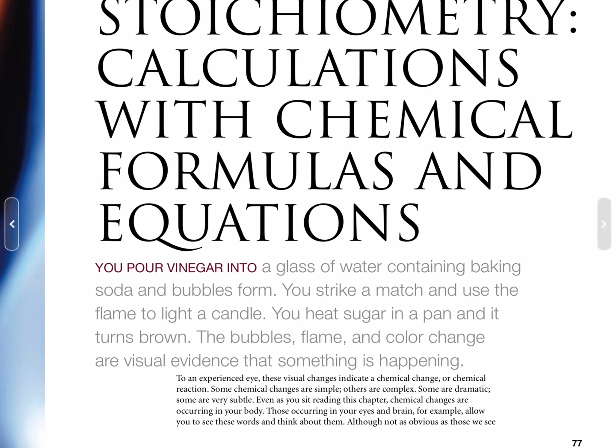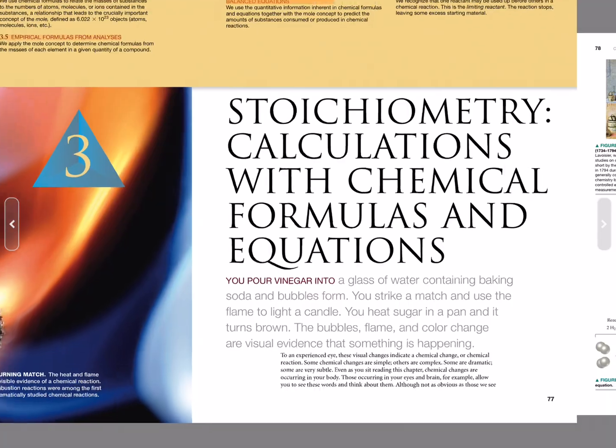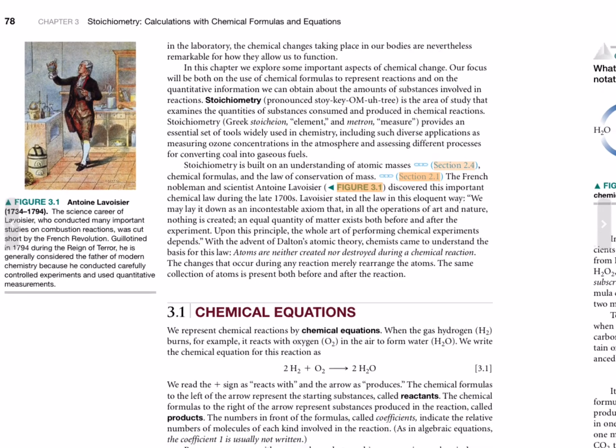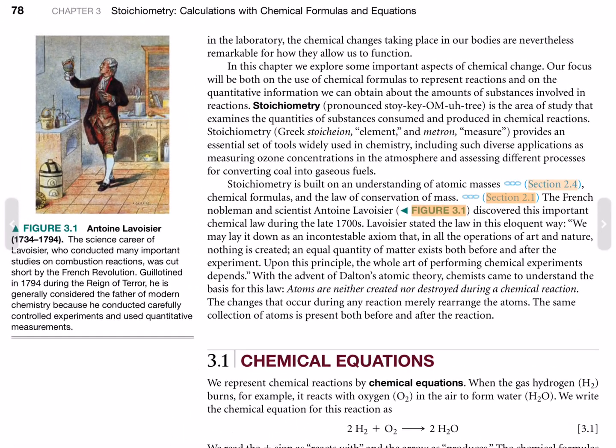Some chemical changes are simple, others are complex. Some are dramatic and some are very subtle. Even as you sit reading this chapter, chemical changes are occurring in your body. Those occurring in your eyes and brain, for example, allow you to see these words and think about them, although not as obvious as those we see. These changes are nevertheless remarkable for how they allow us to function. In this chapter, we'll explore some important aspects of chemical change.